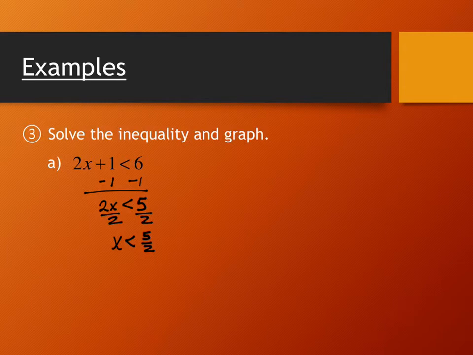The statement asks us to solve and to graph. So we have solved, and now we need to do a graph. We don't actually have to do an interval notation because it didn't ask for it. So I won't. Here's my 5 halves. Do I shade to the right or to the left? The left, because it says less than. Will I have a parenthesis or a bracket? A parenthesis, because I don't have the equal sign.